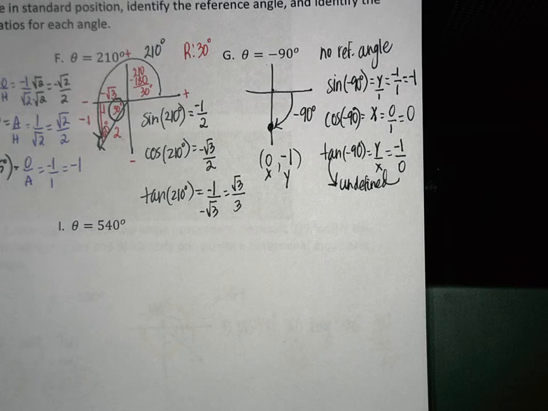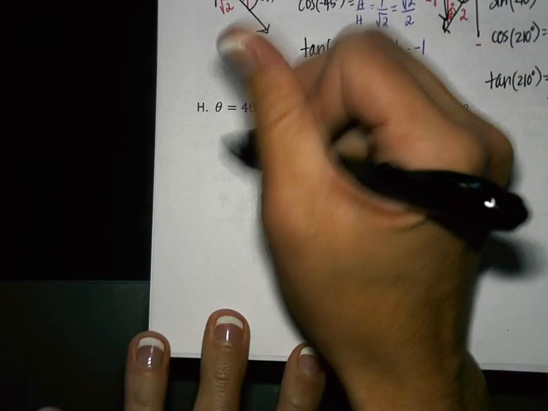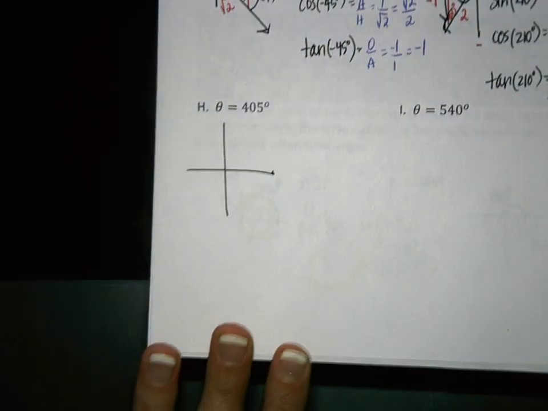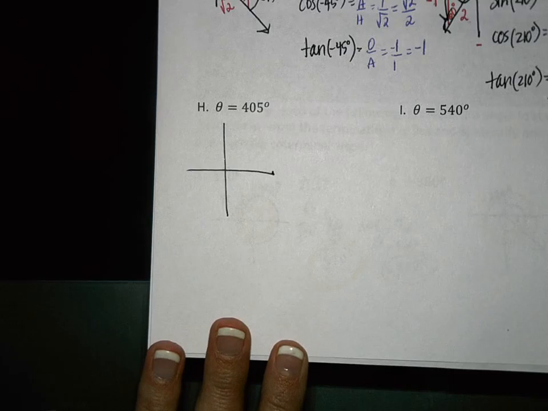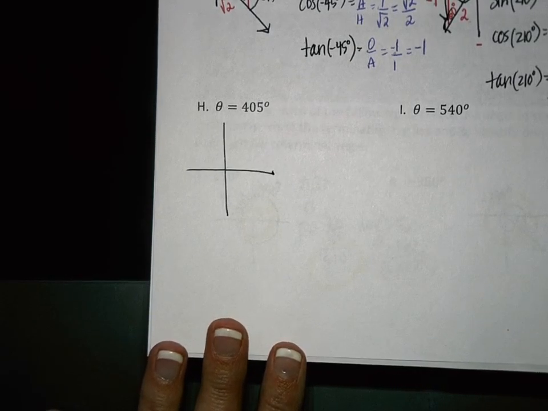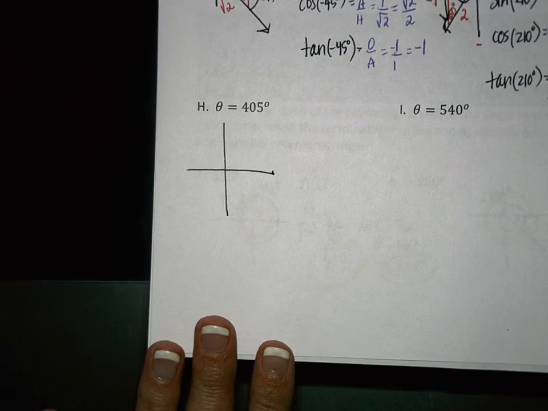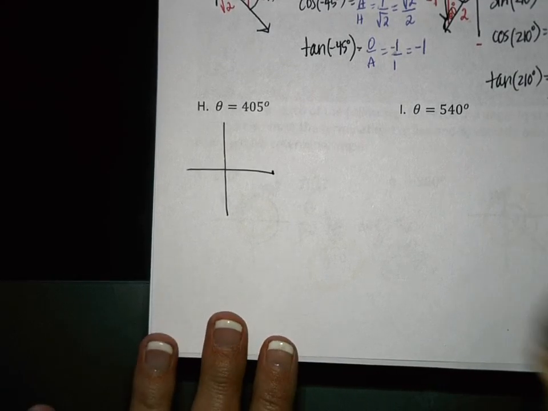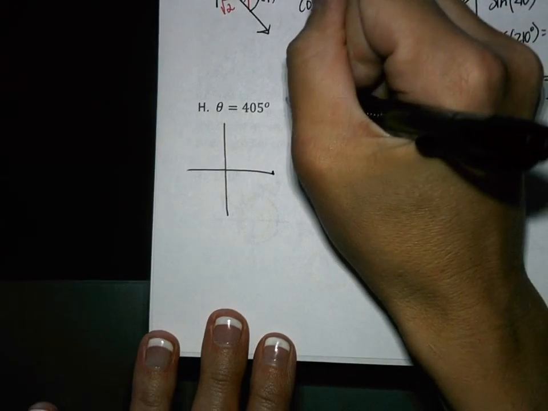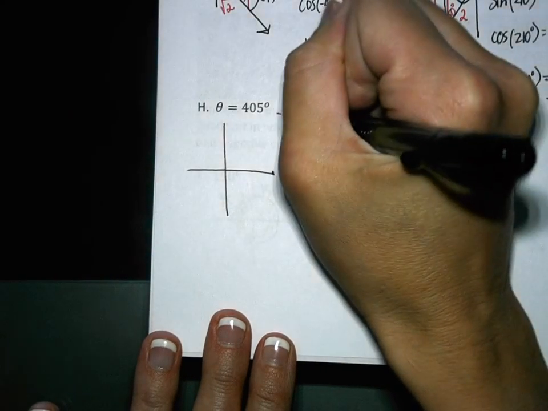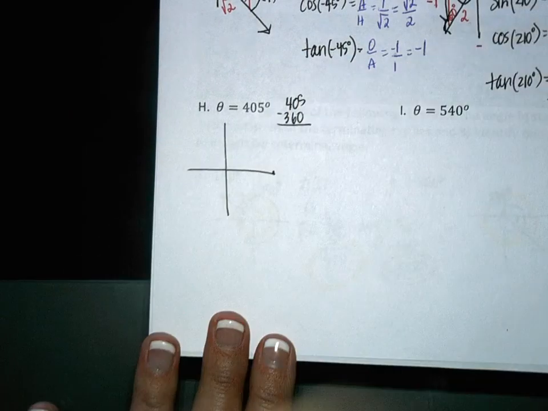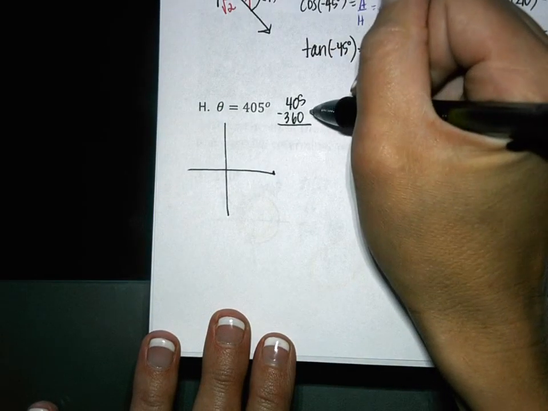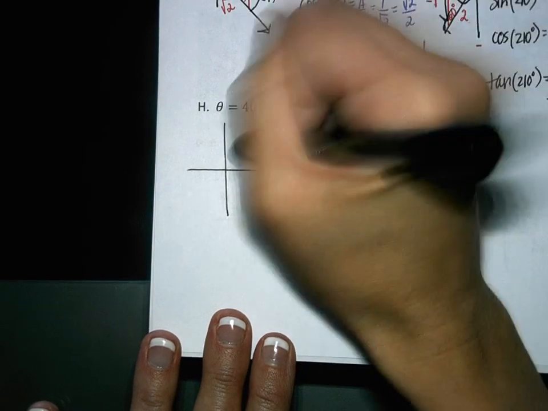Okay, so we're moving on to H. We start by drawing it in standard form. 405 degrees though. That's going to make a full circle and then come back around to what? Very good, to quadrant 1. And if you want to figure out exactly where it's going to be, we can take 405 minus 360, because that would be my whole circle, and I'm left with how much? 45. Very good. So we know we're going to end up here.